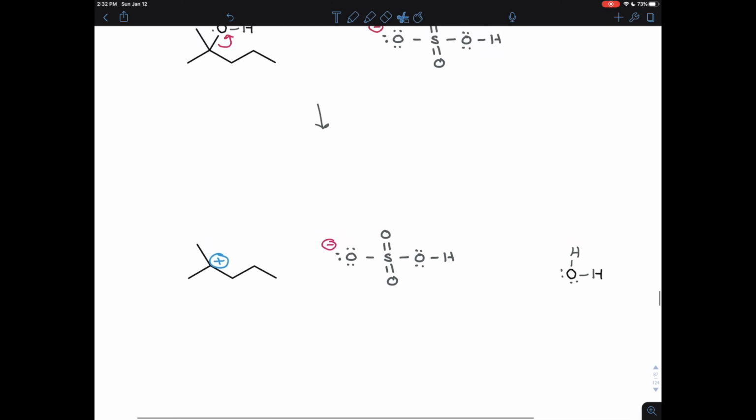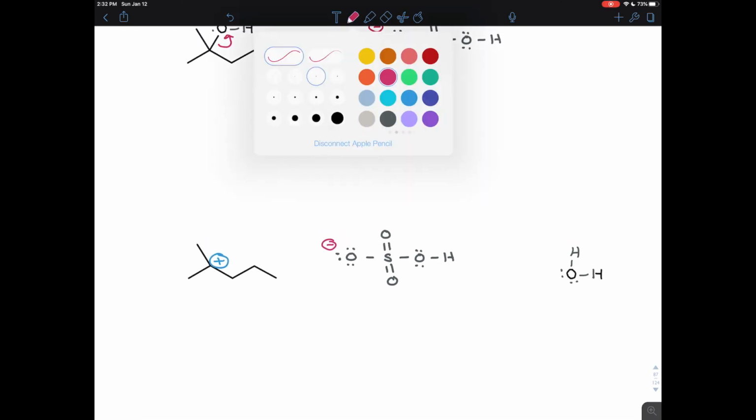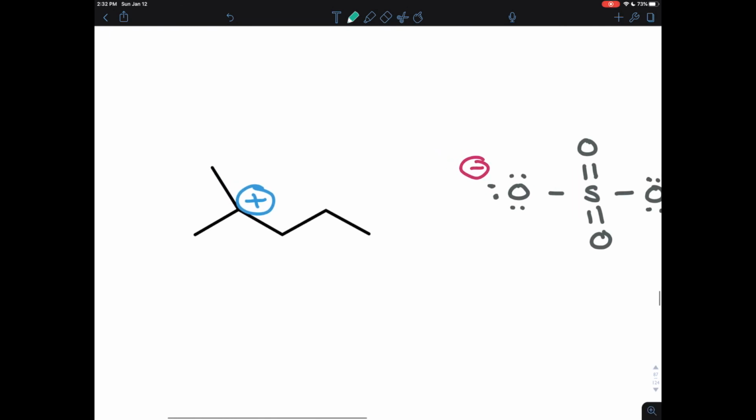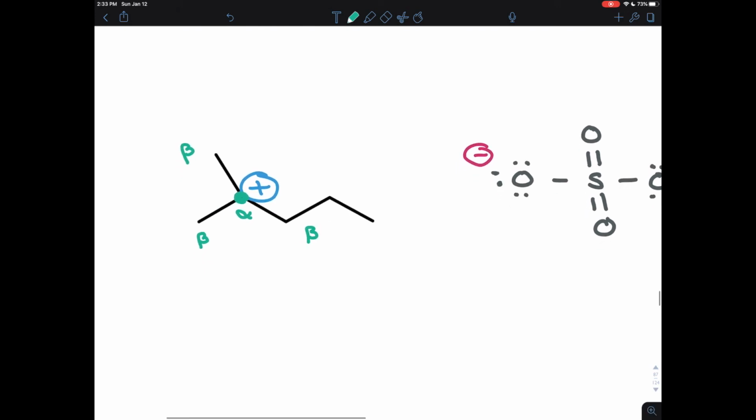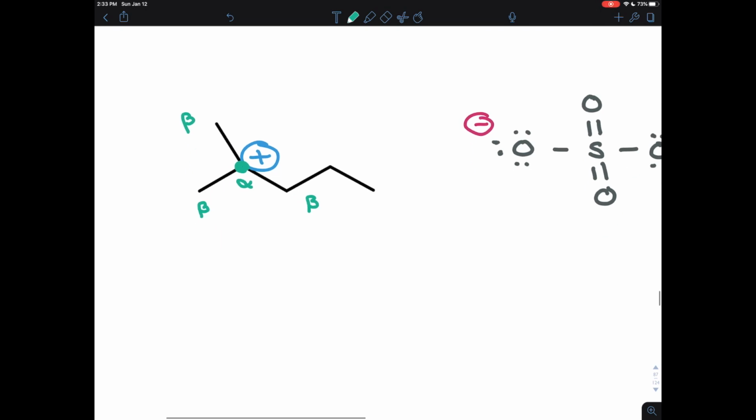Now remember, elimination reactions depend on the beta hydrogens. The carbon that had the leaving group on it, the carbon that has the carbocation on it, is the alpha carbon. And every carbon next to it is called the beta carbon. So we have 3 different beta carbons here. Each of the hydrogens on those beta carbons are vulnerable to an attack by a base.